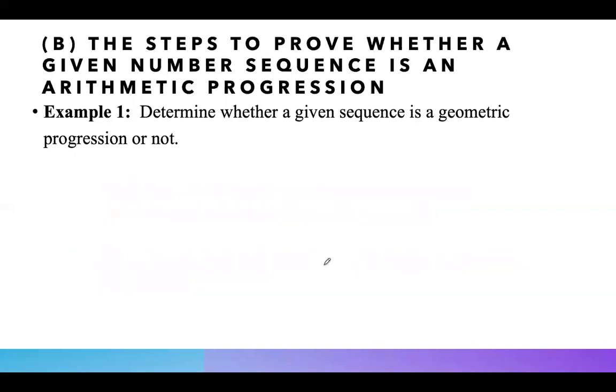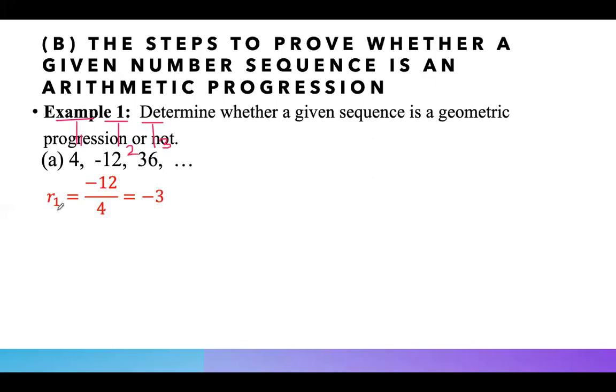Okay, so let's see example 1. The steps to prove whether a given number sequence is an arithmetic progression or geometric progression, right? So here it is geometric progression. Determine whether the sequence is a geometric progression or not. Right, let's see: 4, negative 12, 36. First, we find the ratio. What is the constant here? What constant do we multiply to become negative 12? T1 is 4, T2 is negative 12, and T3 is 36.